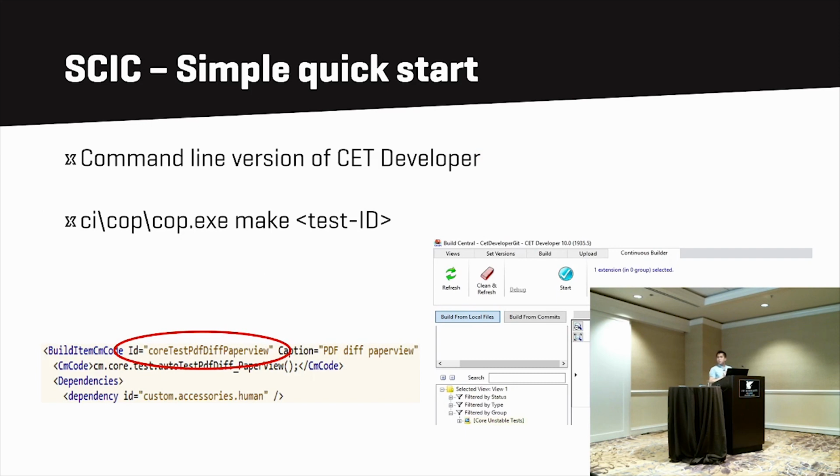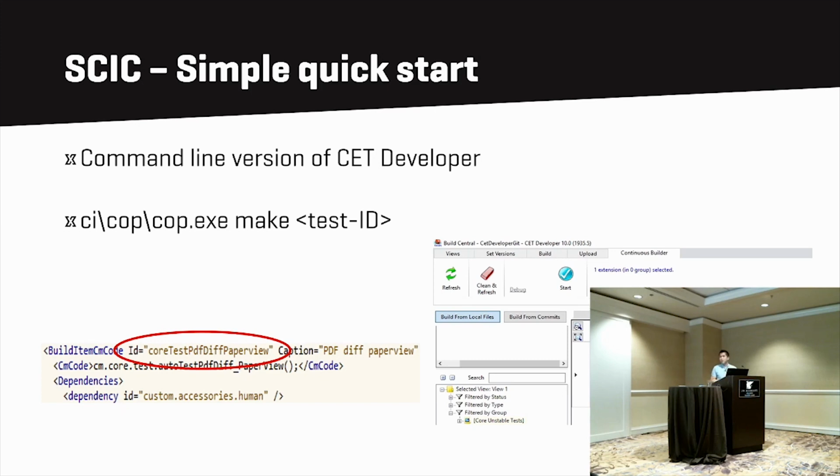So, do you recognize this? Some of you saying yes, I think. This picture is taken from CET developer or CET operator. It's the build central view. This is the system we have been using so far before we started using GitLab CI. If you have been using this system, you know all about how to create this kind of build items and these jobs.